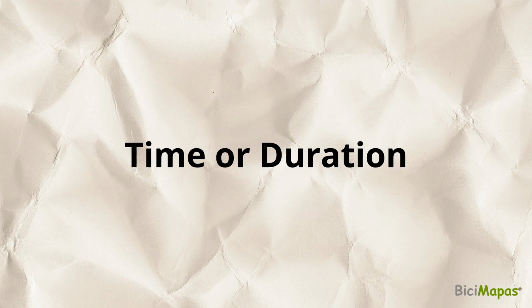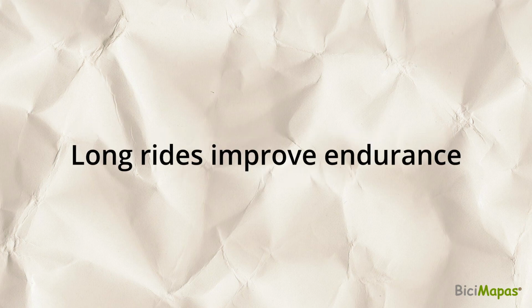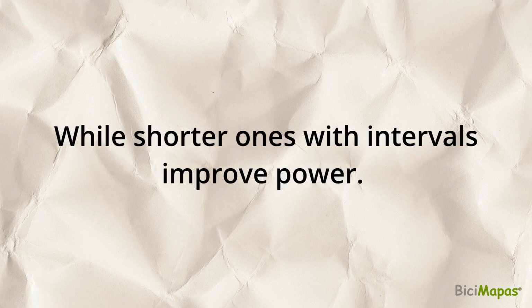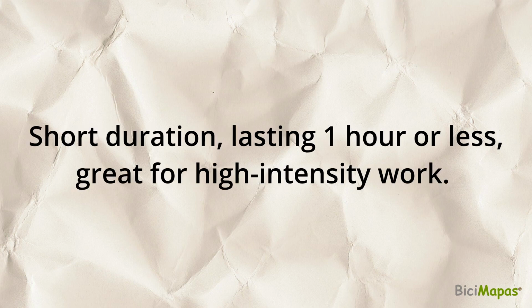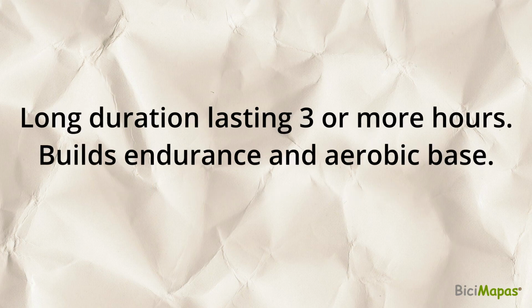Time or duration. This is simply how long you ride in one session. Long rides improve endurance, while shorter ones with intervals improve power. Short duration, lasting 1 hour or less, great for high-intensity work. Medium duration, lasting 1 to 2 hours, balanced mix of endurance and intensity. Long duration, lasting 3 or more hours, builds endurance and aerobic base.